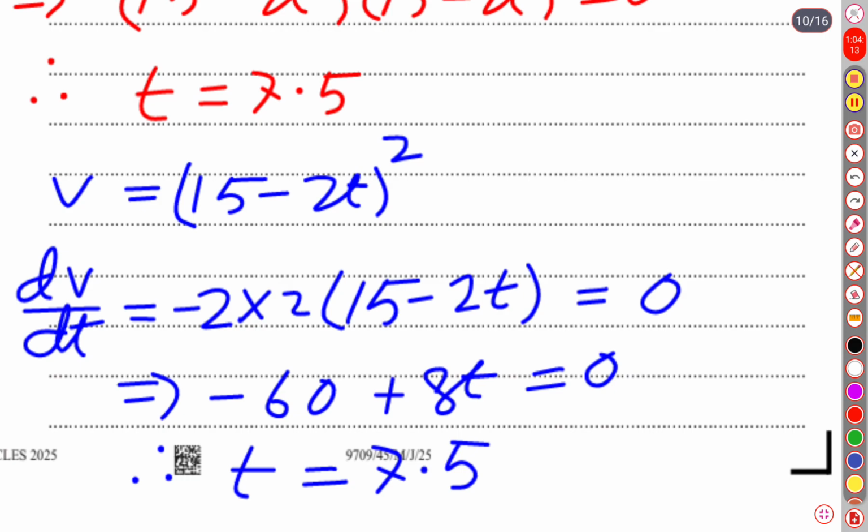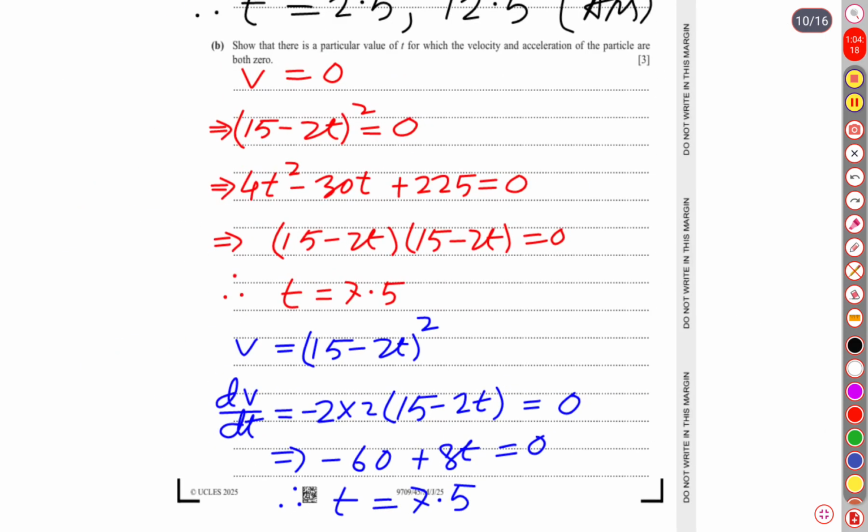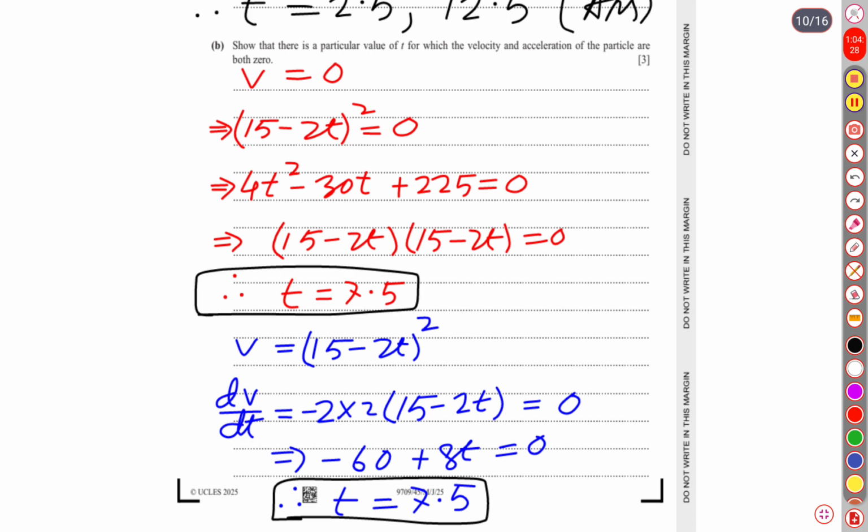So we have found that in both cases time is 7.5. For t is equal to 7.5, velocity is 0, acceleration is 0. At the same time, when time was 7.5 seconds, then velocity was also 0. We have shown that. We can write here shown. They have told us show. So we have shown.